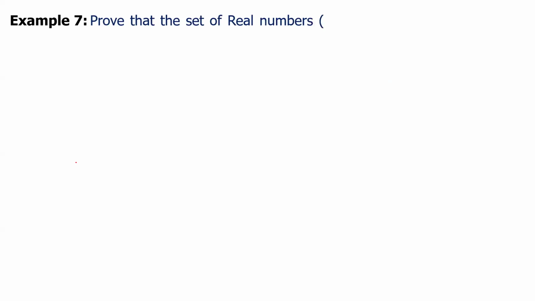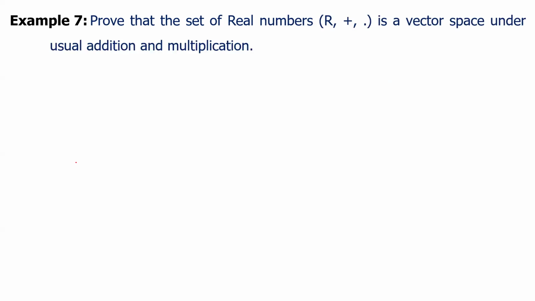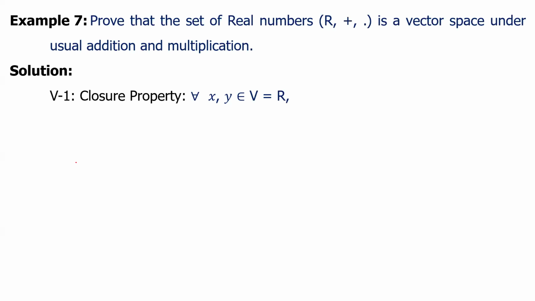Now let us take one more example of vector space. The example is: prove that the set of real numbers R, with plus and dot, is a vector space under usual addition and multiplication. We have to check the ten properties of being a vector space.